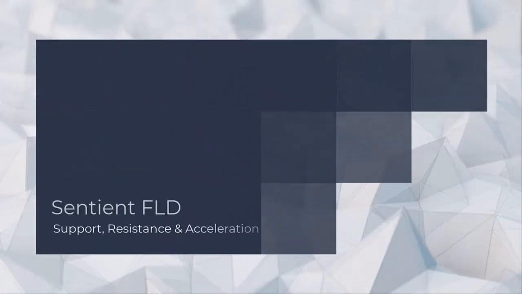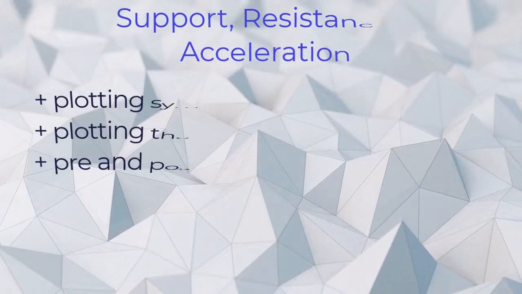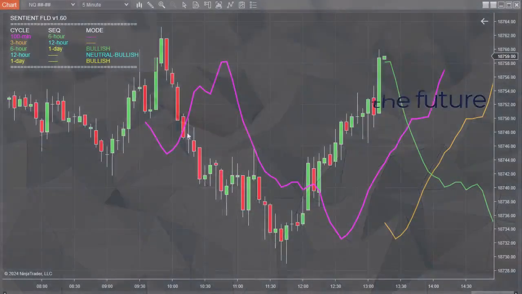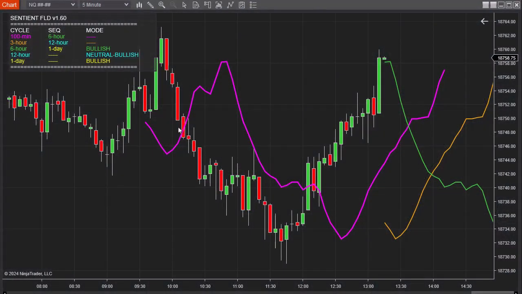The true power of the FLD lies in the way in which price interacts with that FLD. Here we have our three FLDs plotted on the chart, and you can immediately identify several points at which price has interacted with those FLDs. Here, for instance, you can see that price crossed down below the signal cycle FLD, that is a crossing point.